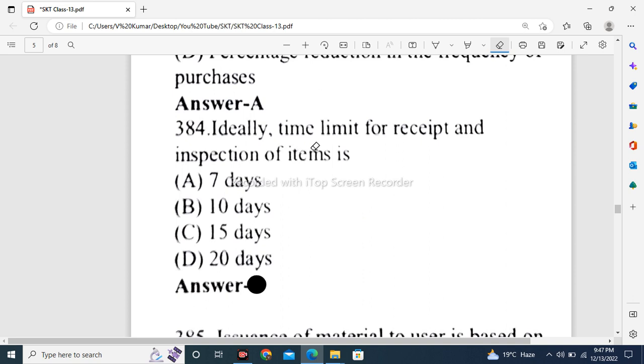Ideally, time limit for receipt and inspection of items is: A. 7 days, B. 10 days, C. 15 days, D. 20 days.